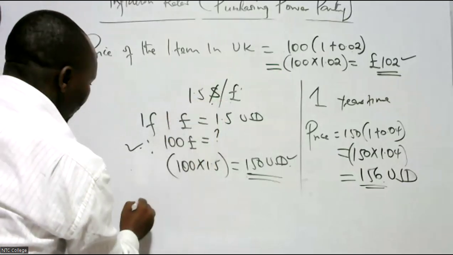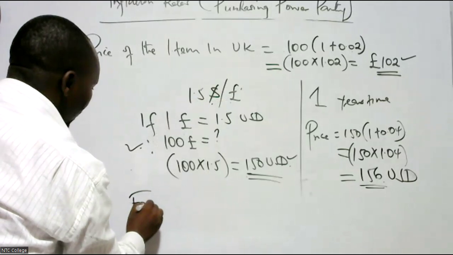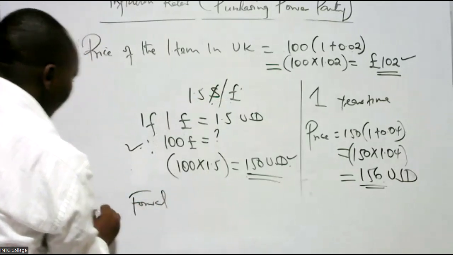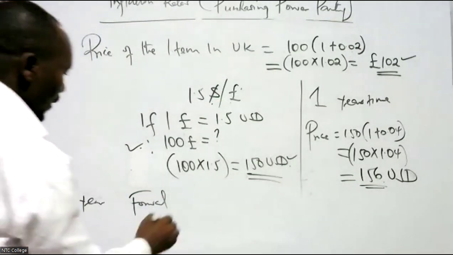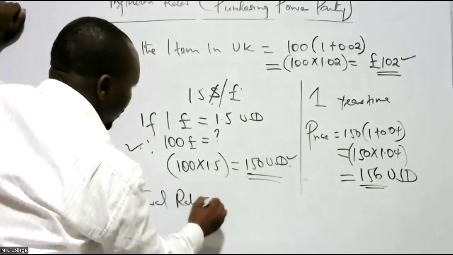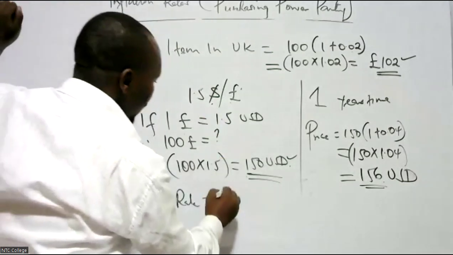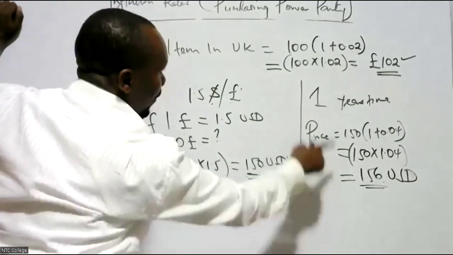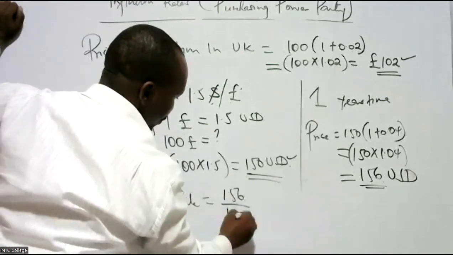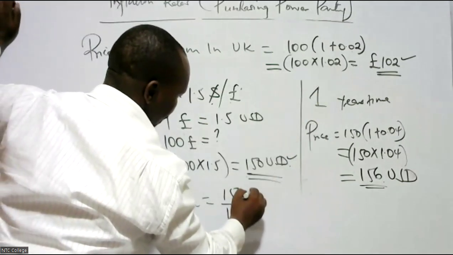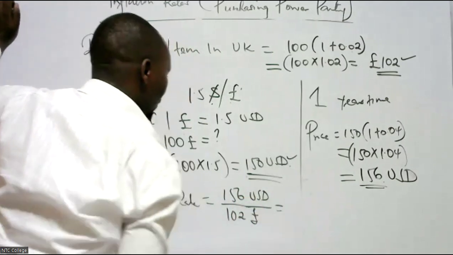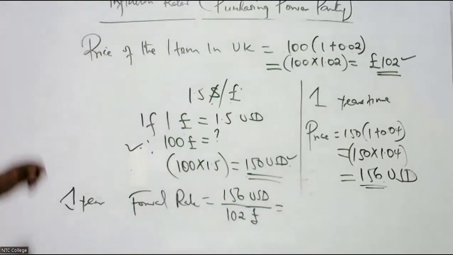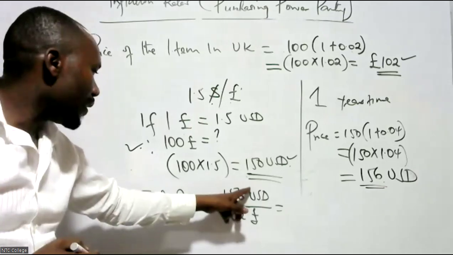So we're going to have in a year's time, which is now the 1 year forward rate, equal to the dollars on top, that is $156 all over 102 pounds. This one is USD over pounds. So you're going to have how much? What will be the exchange rate in 1 year's time? For every 1 pound, how many dollars will there be?